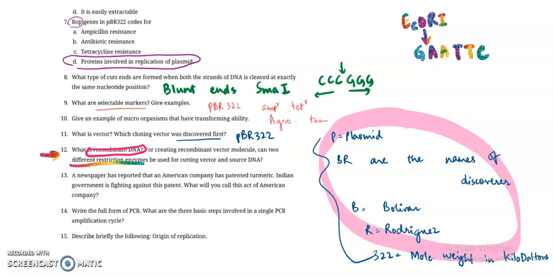Right? Question number 13 says a newspaper has reported that an American company has patented turmeric. Indian government is fighting against this patent. What will you call this act of American company? So it is truly an act of biopiracy.